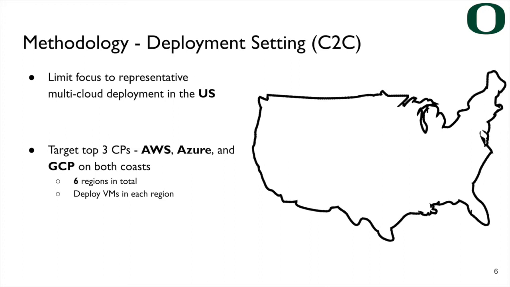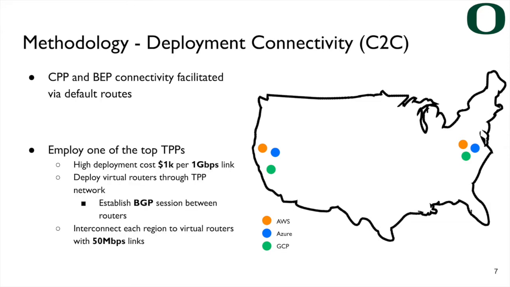So in terms of deployment, we limit our focus to a representative multi-cloud deployment within the US. We target the top 3 cloud providers, in other words, AWS, Azure, and GCP on both coasts of the US. So 6 regions in total, and within each of these regions we deploy a virtual machine. For CPP and best effort public connectivity, we don't have to do anything. These are facilitated by the default routes that are set up by the cloud provider networks.